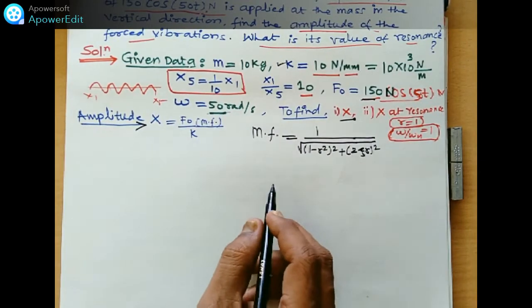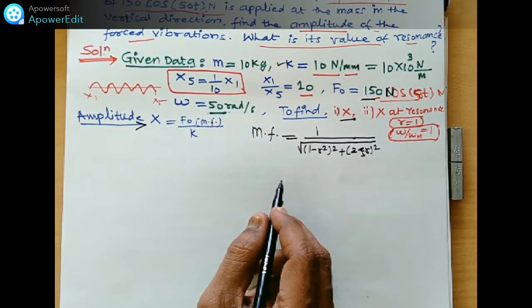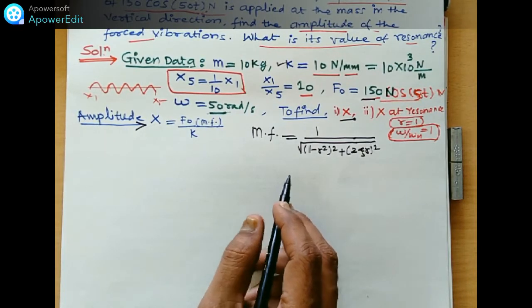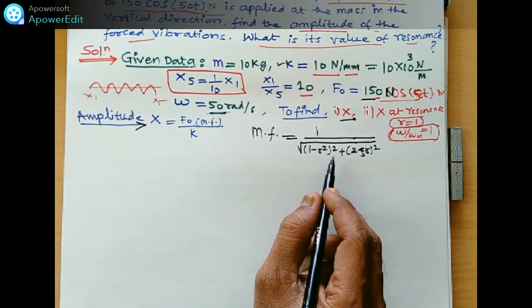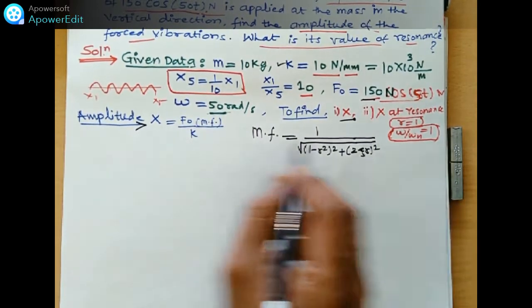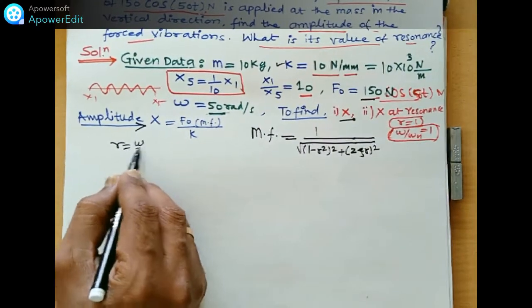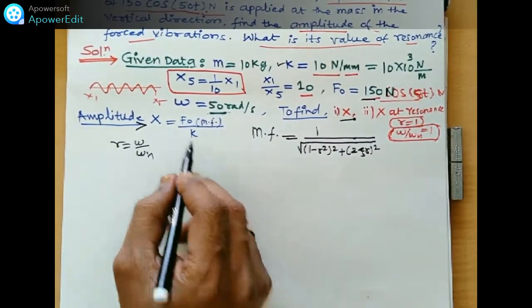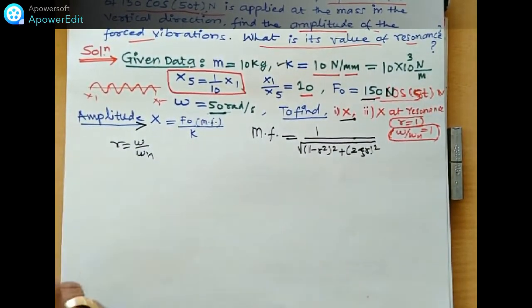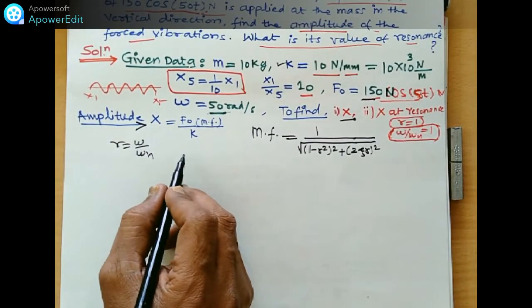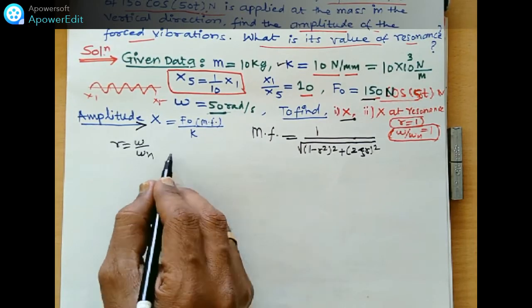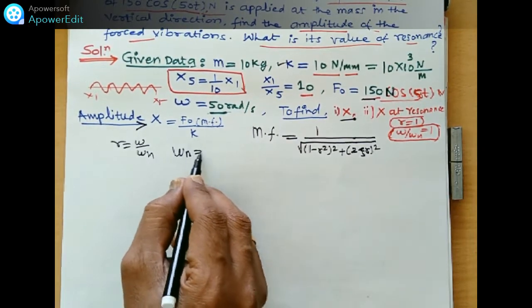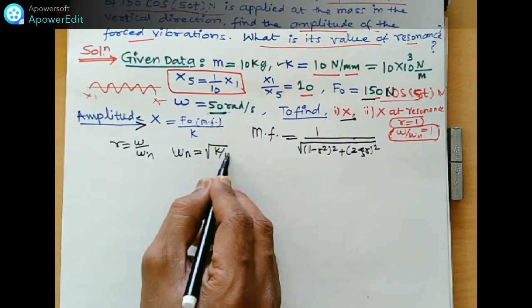To calculate the value of MF, what do we have to do? We have to put the values here. R we know. What is the value of R? R is nothing but omega by omega n. Omega we know, but omega n we don't know. To find out omega n, we must know the value of K and m. So omega n is equal to under root of K by m.